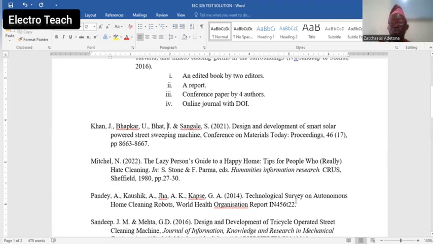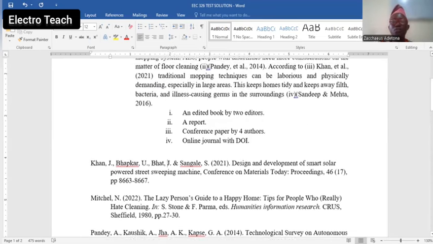Mark you, the report will come with the title, the organization, and the reference number, as part of the author's report. That is it. And the third one is a conference paper by 4 authors. Conference paper by 4 authors.